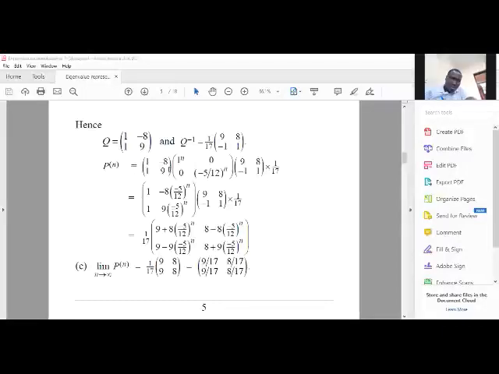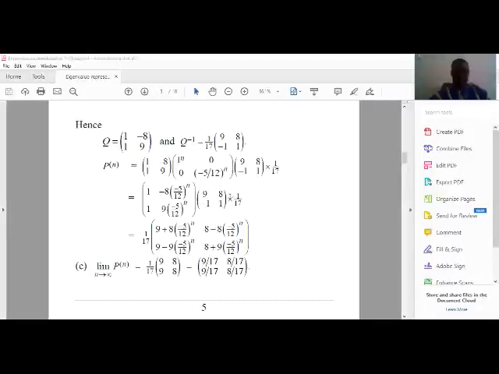Lastly, this row times that column. 1 times 0 is 0. Then 9 times this matrix will give us this. That's 9 times minus 5 over 12. That's this matrix times this. Then we also multiply this matrix by this matrix. So a 2 by 2 matrix times a 2 by 2 matrix. So can we continue?